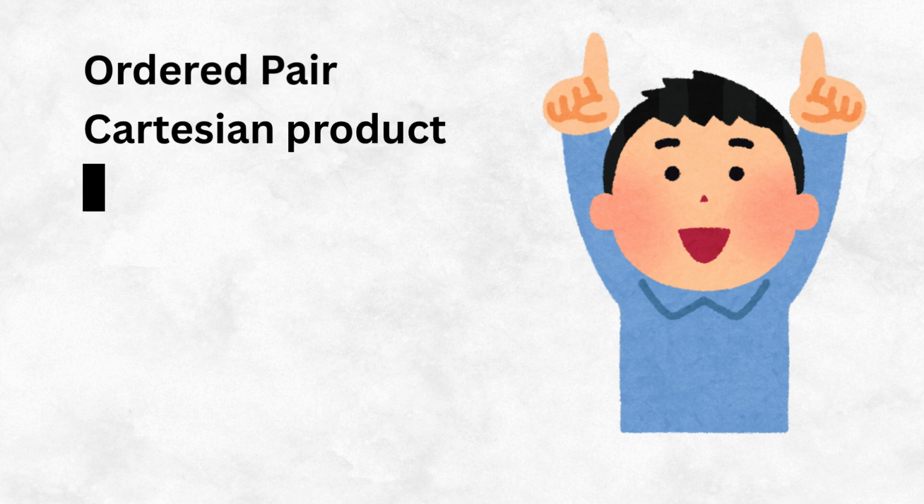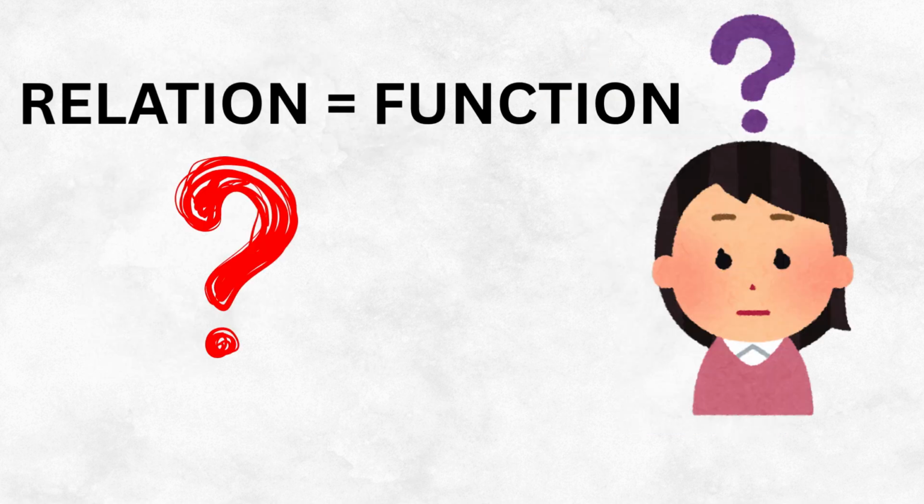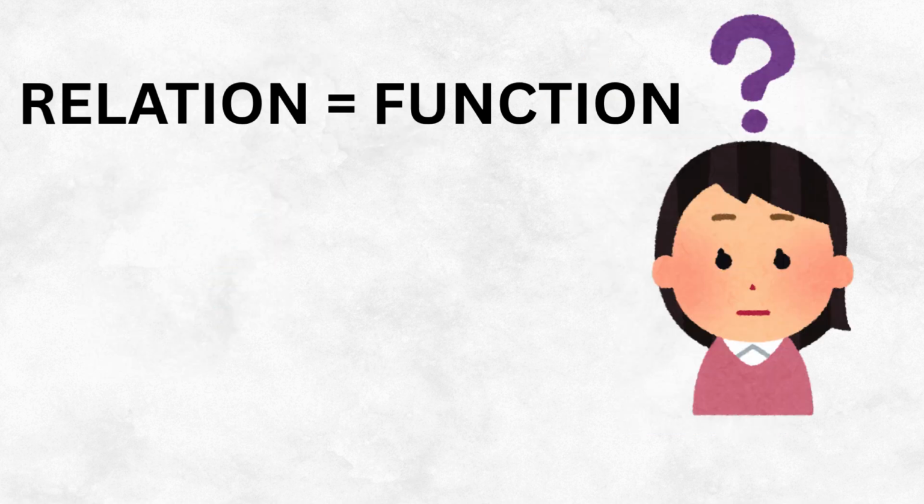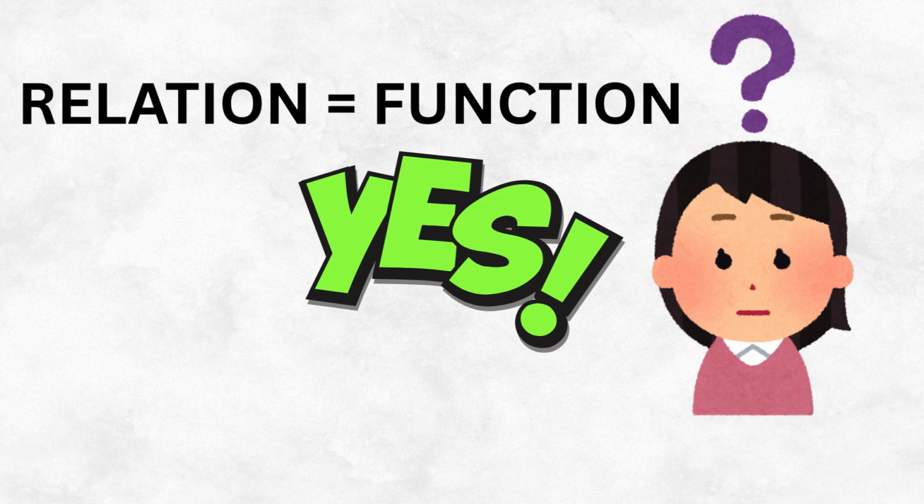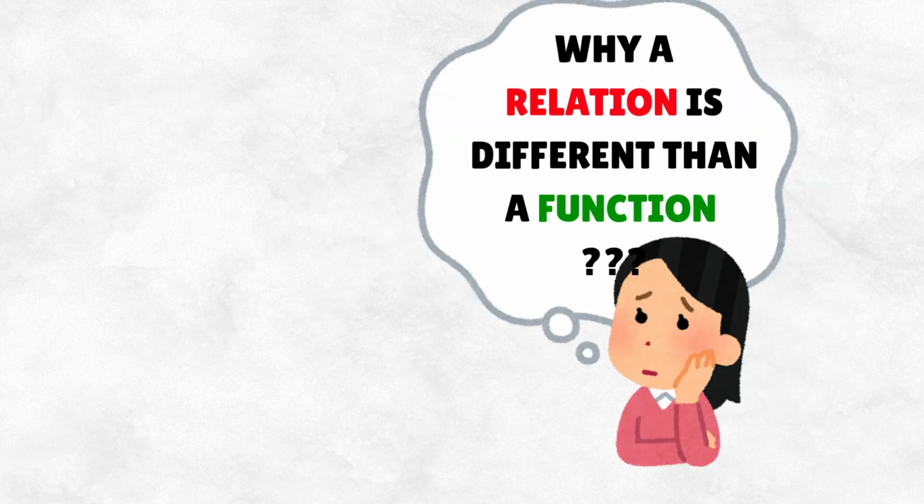Congratulations! You've now learned the basic language of this chapter. You understand ordered pairs, Cartesian products, relations, domain, codomain, range, and the different ways to represent a relation. But here's an interesting question: is every relation a function? Most students immediately answer yes, but that's actually not true. In the next video, we'll discover what makes a function different from an ordinary relation.